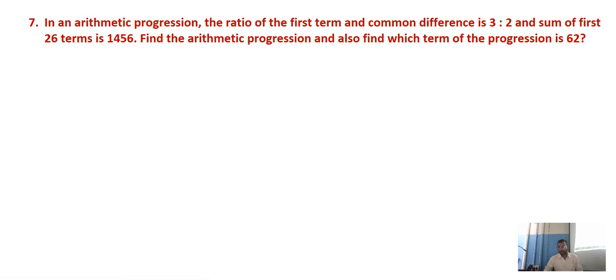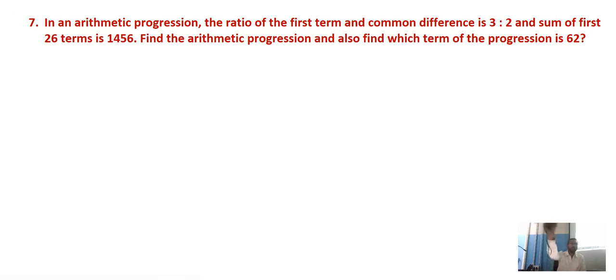The next question, number 7. In an AP, the ratio of the first term and common difference is 3:2 and the sum of first 26 terms is 1456. Find the AP and also find which term of the progression is 62.